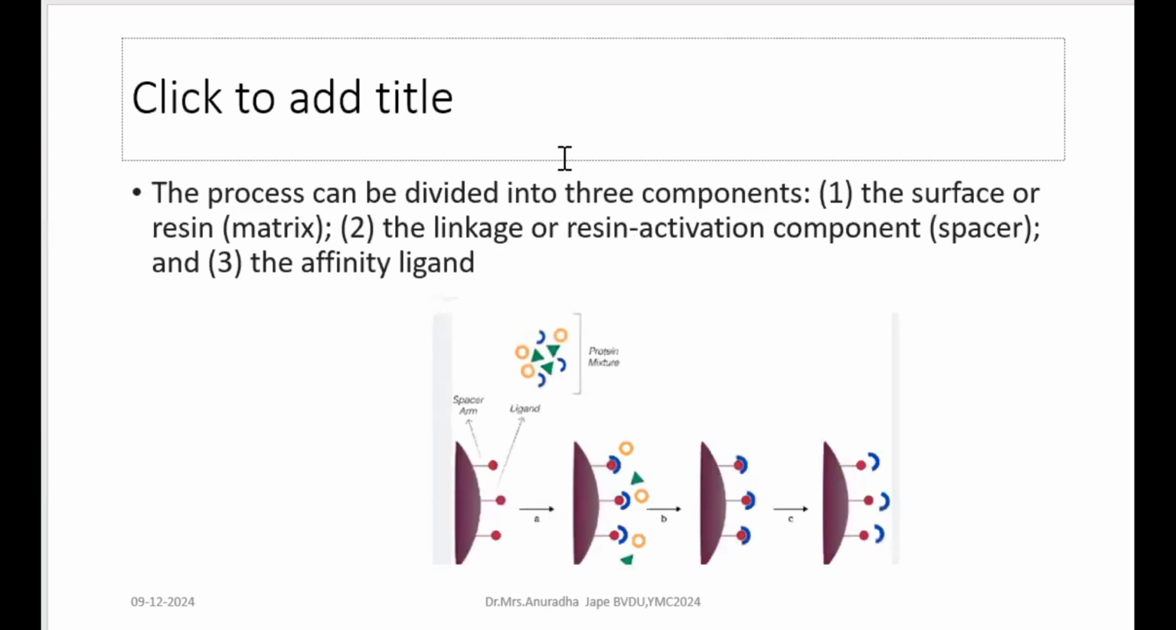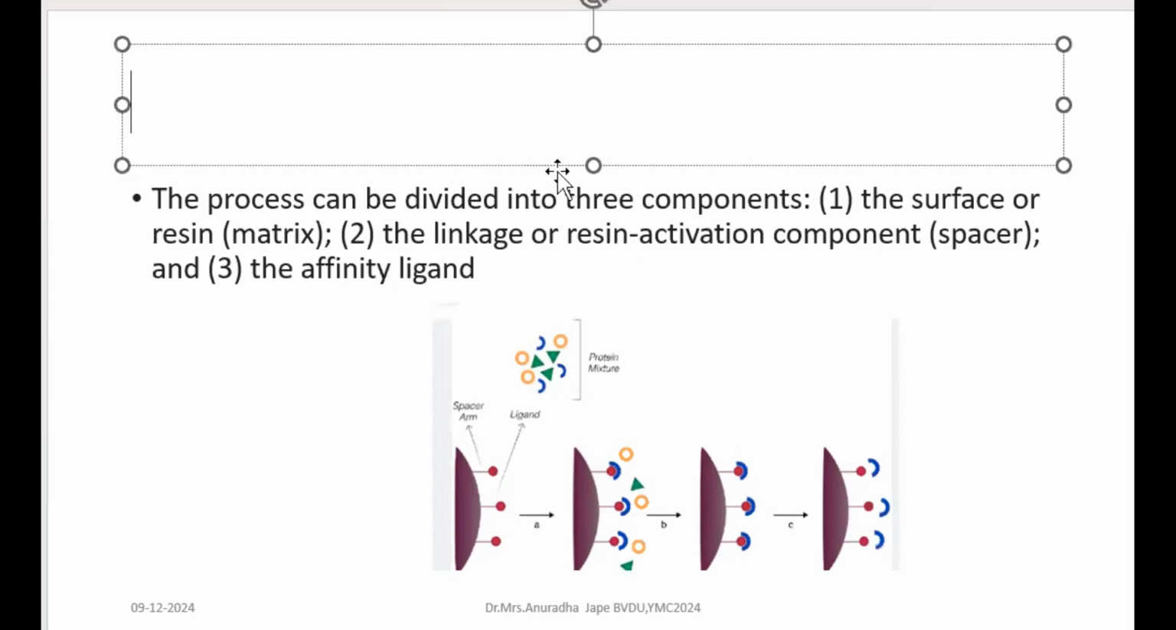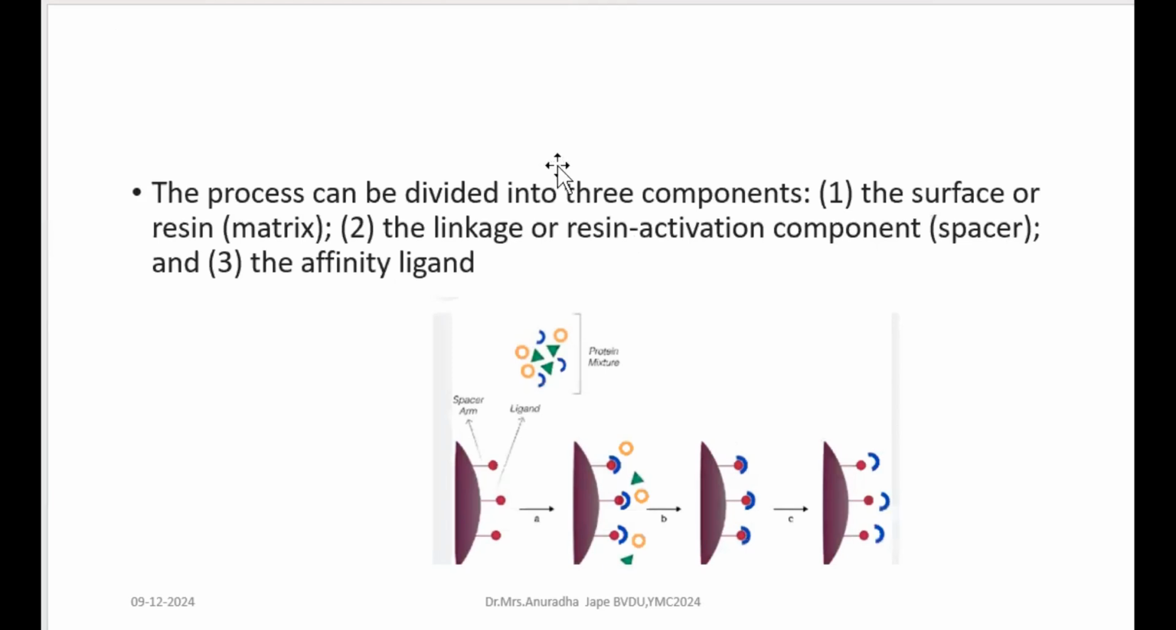When I talk about the important steps in the process, first is the resin matrix, the first component, then the linkage of the resin matrix, support matrix, column matrix, whatever you call it, with that of the ligand, and then addition of your sample. But here another term has been introduced: it is not the addition of the ligand directly, but a spacer is to be added. So the spacer arm is a concept that needs a little highlight.